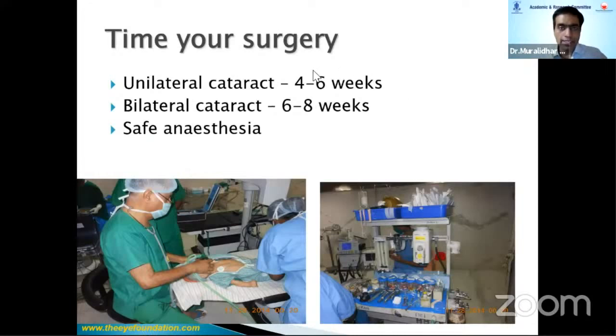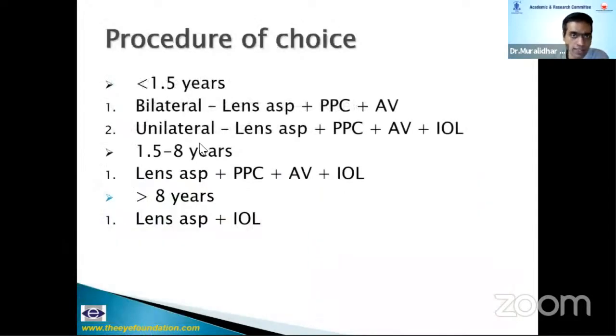So if you have a unilateral cataract, the earliest I've operated is by 4 to 6 weeks, and for bilateral, 6 to 8 weeks. The problem with operating a little early is that you may trigger off a lot of glaucoma, and this is because of presumed inflammatory damage to an immature trabecular meshwork. This is presuming you have access to safe anesthesia.